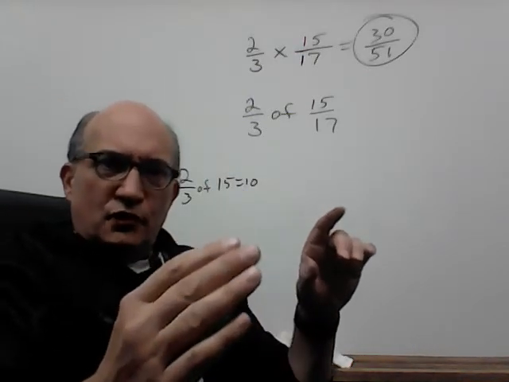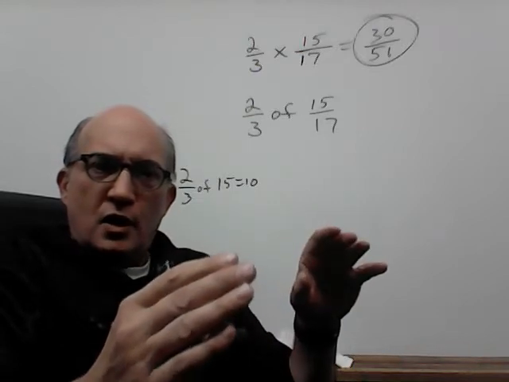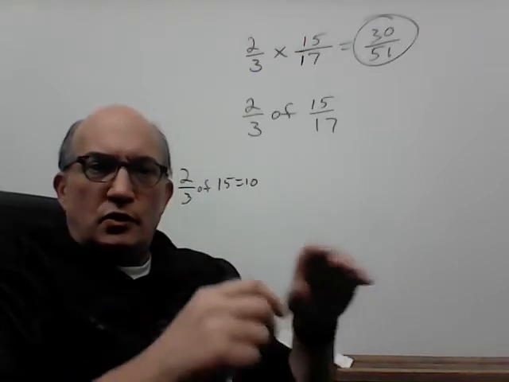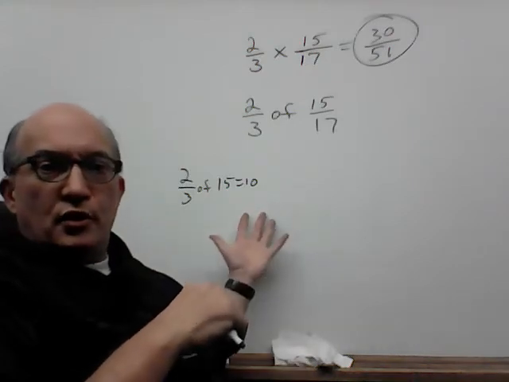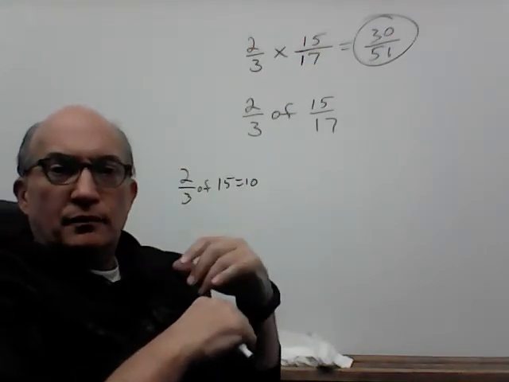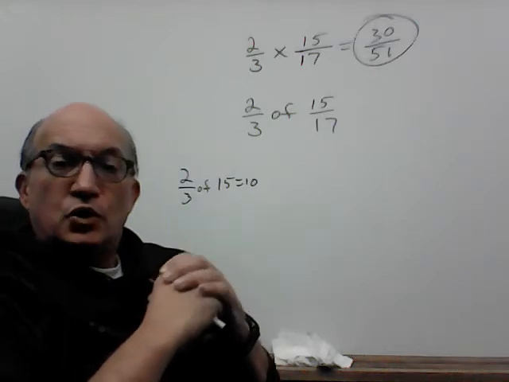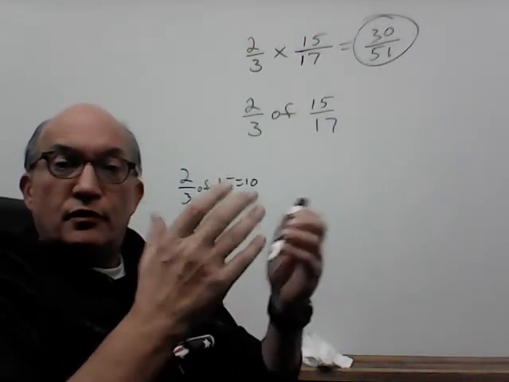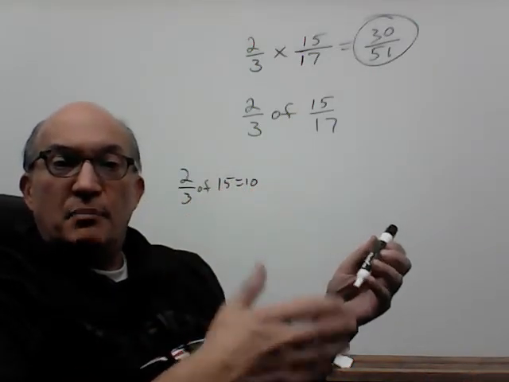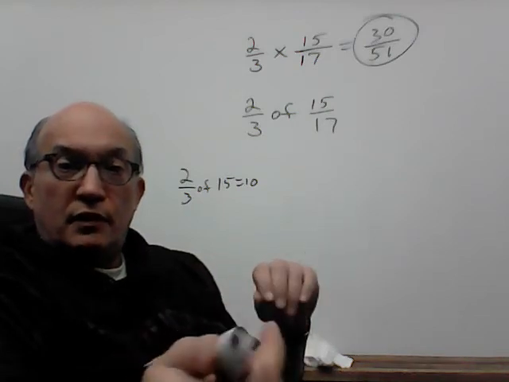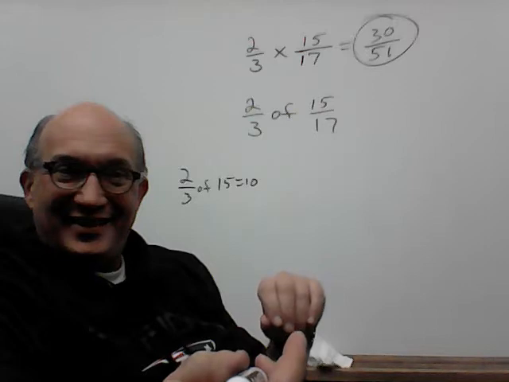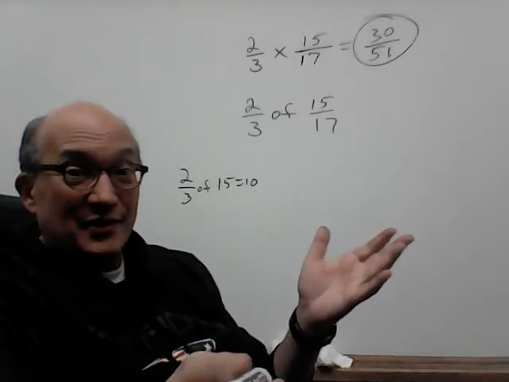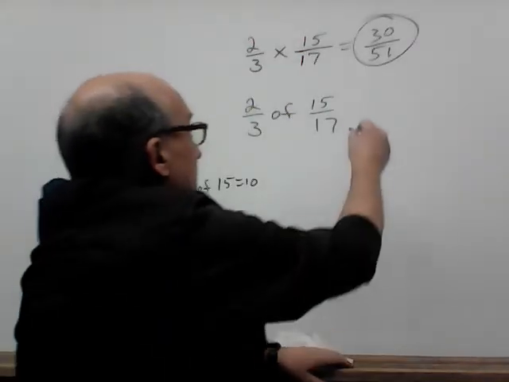So think about this for a moment. What is 2/3 of $15? $10. What is 2/3 of 15 people? 10 people. What is 2/3 of 15 pencils? 10 pencils. I think you're ready for this now. What is 2/3 of 15/17? 10/17. Doesn't that make sense?